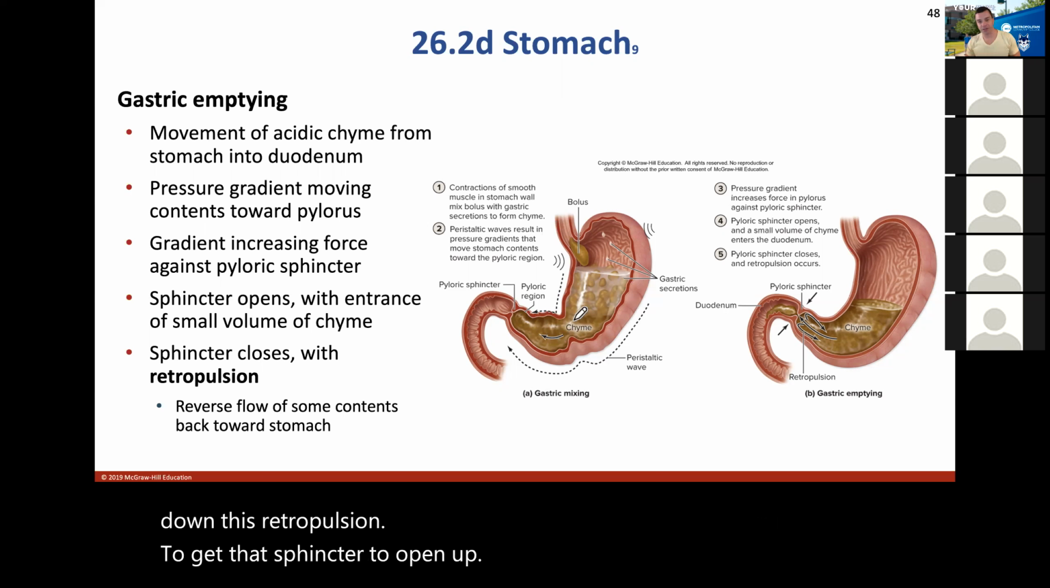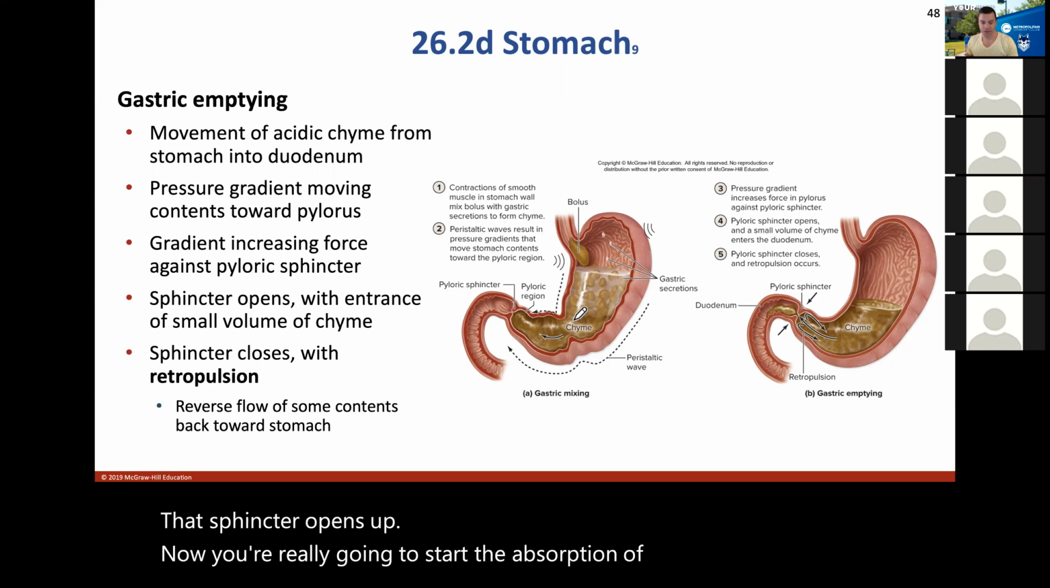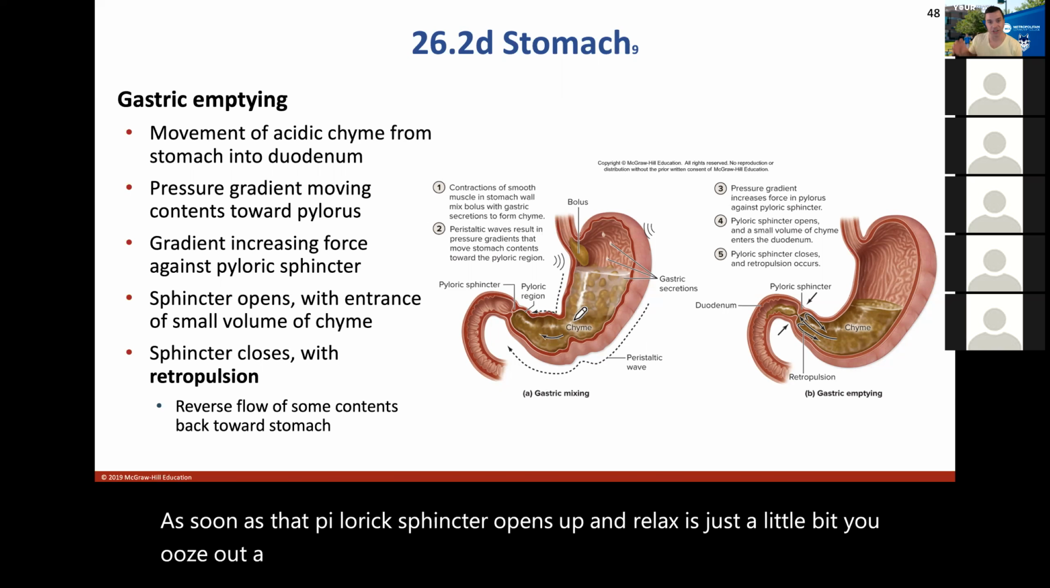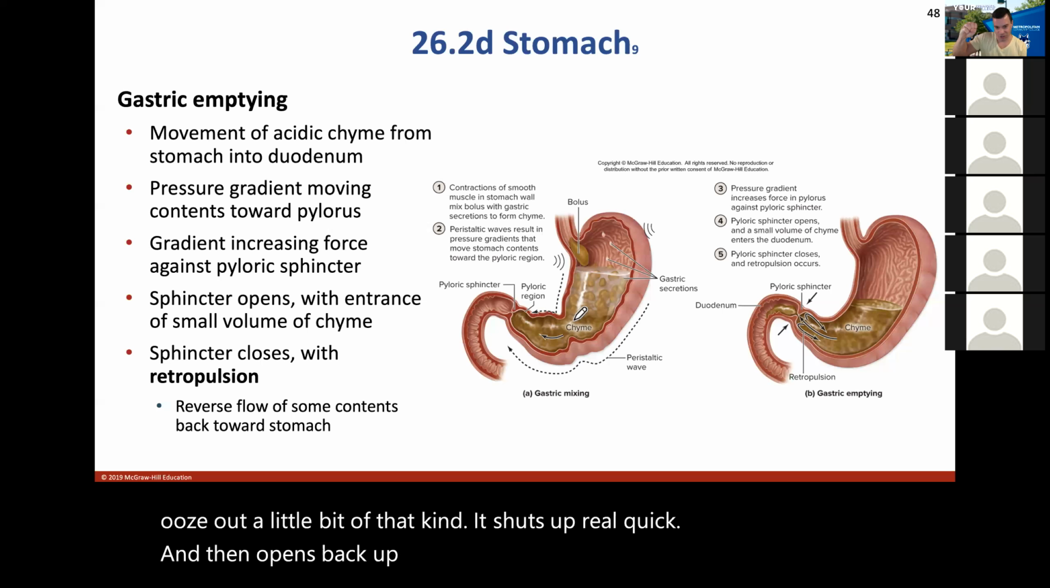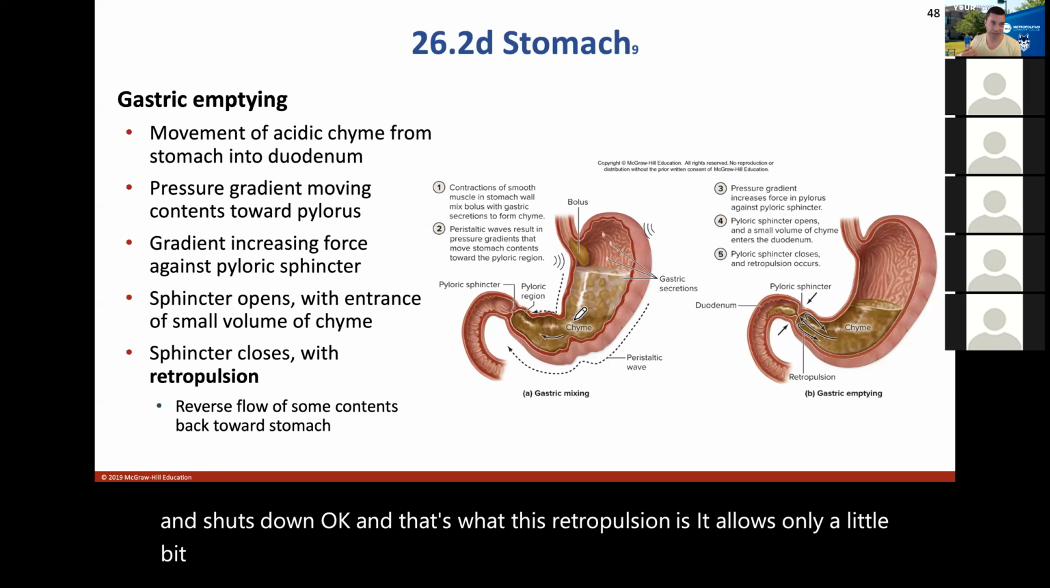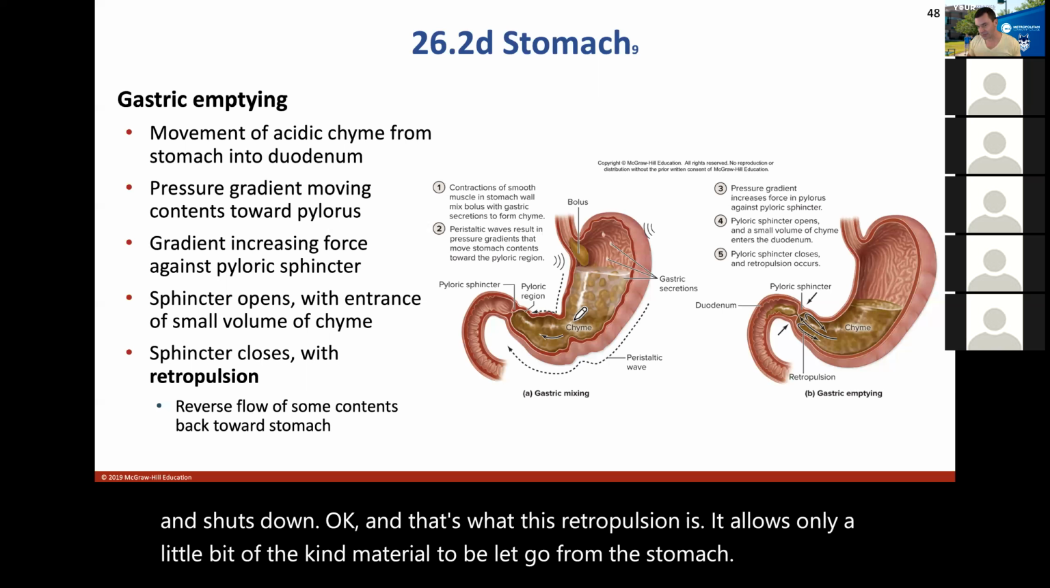When that sphincter opens up, now you're really going to start the absorption of nutrients. Because as soon as that pyloric sphincter opens up and relaxes just a little bit, you ooze out a little bit of that chyme. It shuts up real quick and then opens back up and then shuts down and then opens back up and shuts down. And that's what this retropulsion is. It allows only a little bit of the chyme material to be let go from the stomach. And I hope that is intuitive.